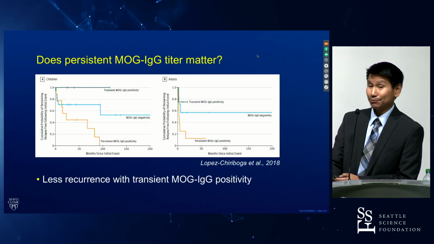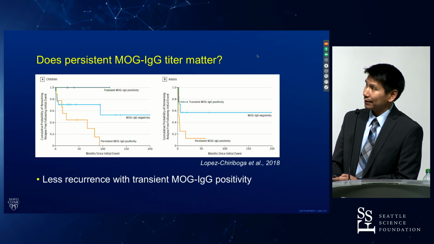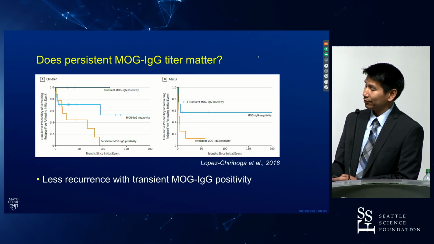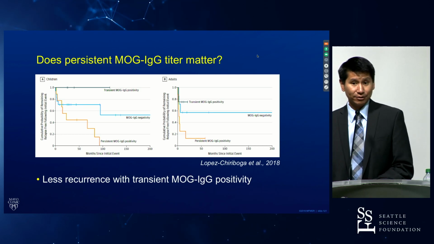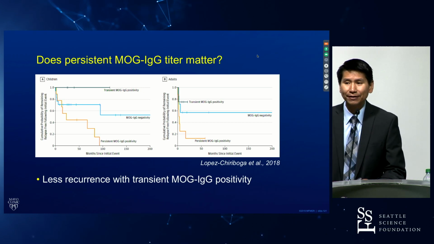Another big question is, do persistent MOG titers matter? This was a study that we looked at in patients with MOGAD, and you can see here that if you've got transient MOG, you're less likely to relapse than if you've got persistent MOG, both in adults and children. There was a higher rate of relapse. There've been several studies supporting this, and some studies suggesting that the correlation is a little bit weaker.